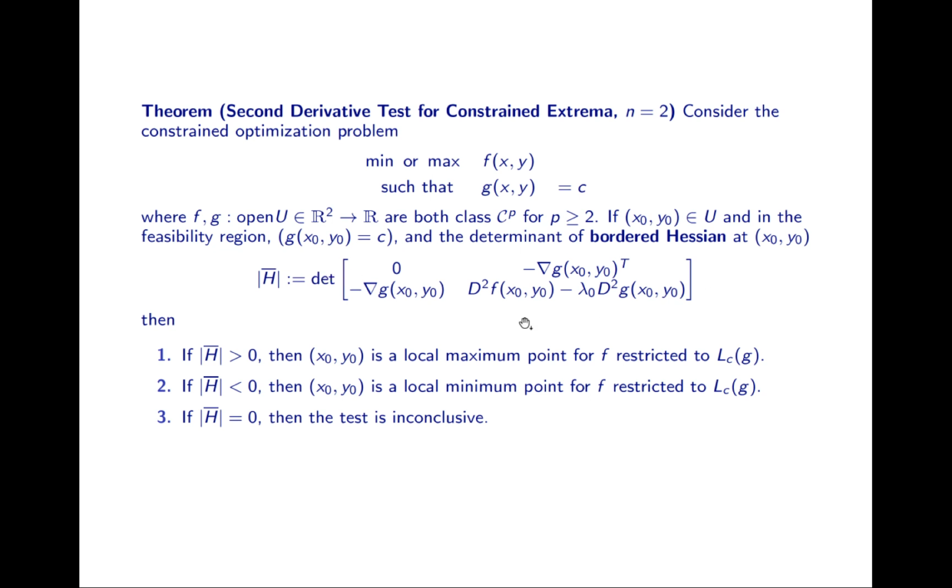So if the determinant of this matrix is positive, then I've got a local maximum. If it's negative, I've got a local minimum. And if it's 0, then this test is inconclusive. Now, of course, that's only the case for n equals 2. What about arbitrary n?